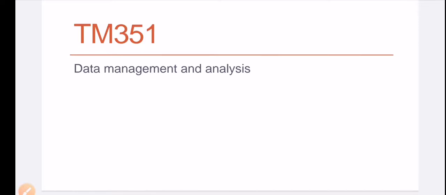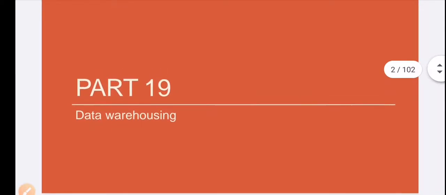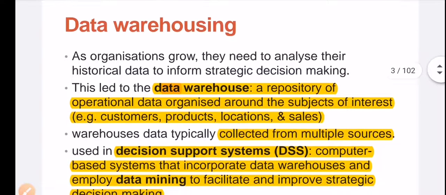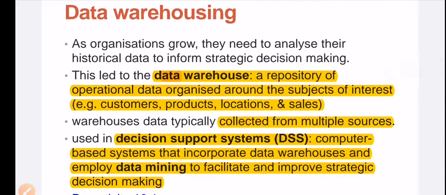Today we will start session 10 of TM351, data management and analysis, and start with part 19, which is about data warehousing. So what is data warehousing? A data warehouse is a repository of operational data organized around the subject of interest, such as customer, products, location, sales, and many others. So all these feature data are stored in the data warehouse.